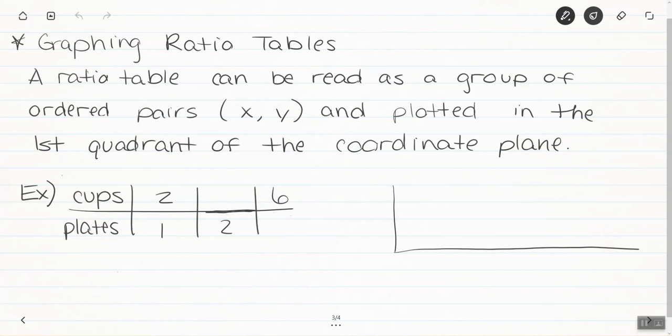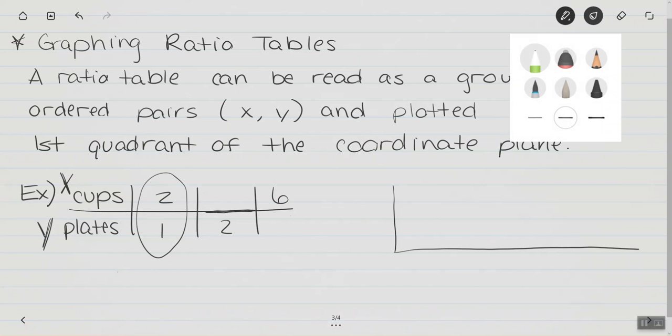A ratio table can be read as a group of ordered pairs, which are our x and y. We learned that from our coordinate plane, and plotted on the first quadrant of the coordinate plane. So, just like it says, we can take a table of values and look at them as ordered pairs. So we'll think of the whole set of numbers together at that ratio there. We can also think of it as a point. And we can think of that as the top number will be the x and the bottom number will be the y of those points.